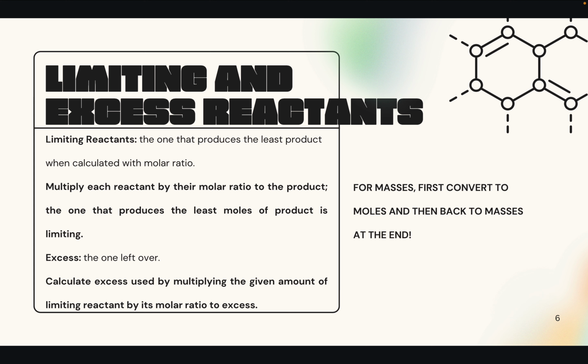Well, we first need to find the limiting reactant, the one that is making the reaction not able to run so sustainably. So the limiting reactant can be found by the one that produces the least product when calculated with the molar ratio. By this we mean multiply each reactant by the molar ratio to the product. So we put the product on the top and the reactant on the bottom in the molar ratio, and we find out how much product moles of that reactant would produce. The one that produces the least moles is the one that is going to limit the amount of product produced.